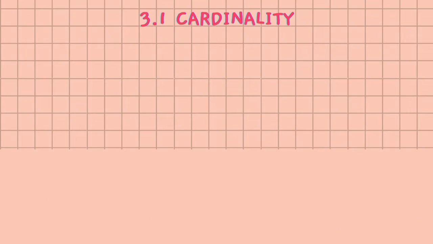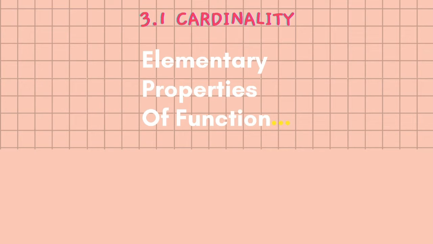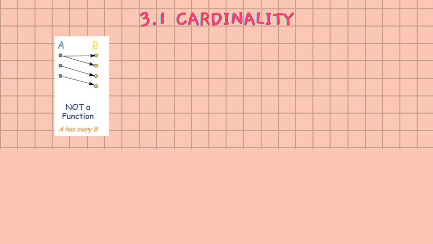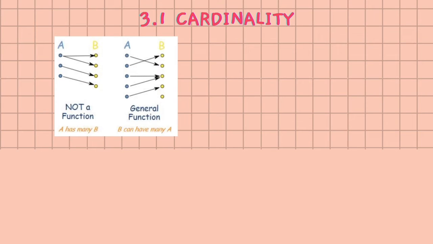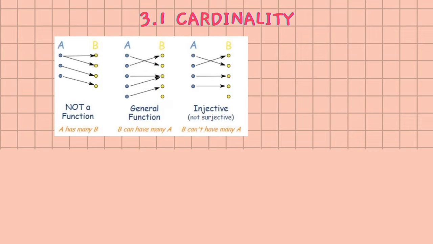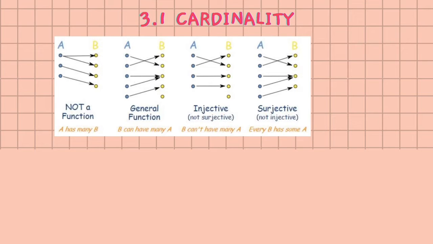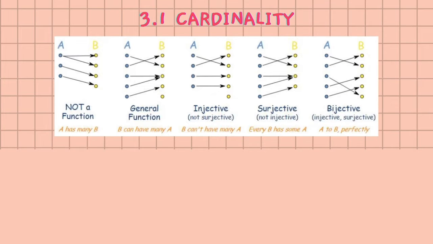Before we move to the first part in this chapter, cardinality, we will look at the elementary properties of functions. First, if A has many B, it is not a function. If B has many E, then it is a general function. The function is said to be injective when B cannot have many A. The next figure shows every B has some A, so it is surjective but not injective. And we have a property called bijective, which is a one-to-one function, perfectly matching A to B. This means that the function is injective and also surjective.